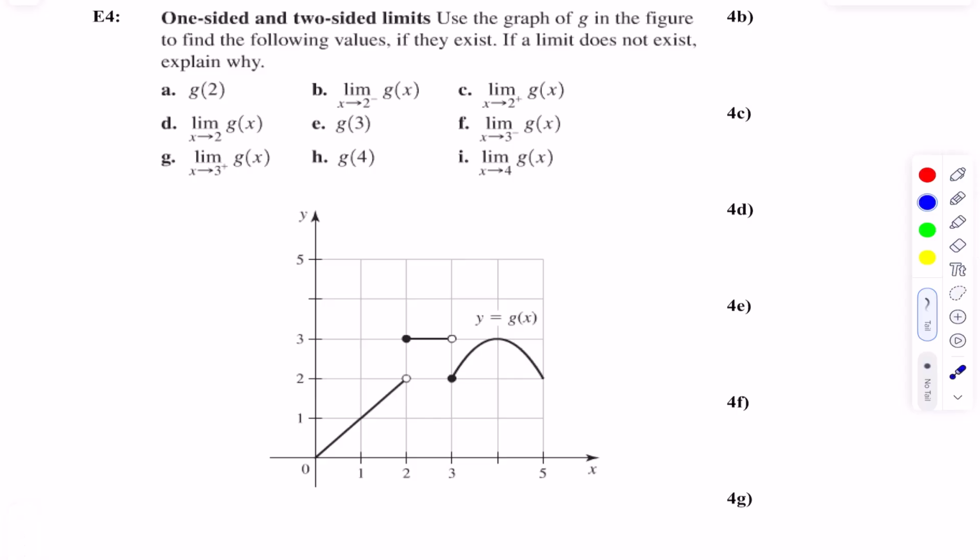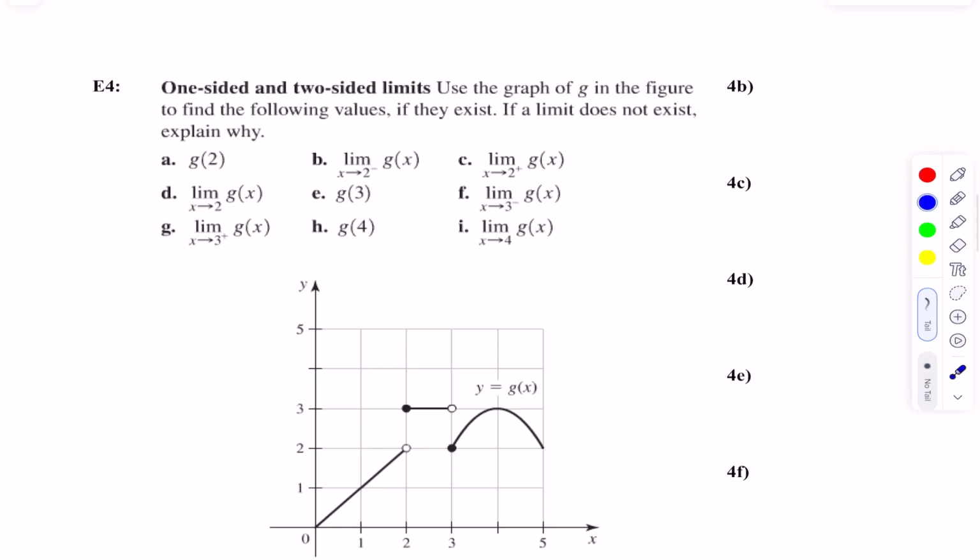For the expression g of 2, we're going to simply write the expression there. We want to know what the function value, the output value, is when x is 2. So g of 2, does that have a function value? The function value is actually 3. When x is 2, the corresponding y value is actually 3. And so we'll go ahead and write that.